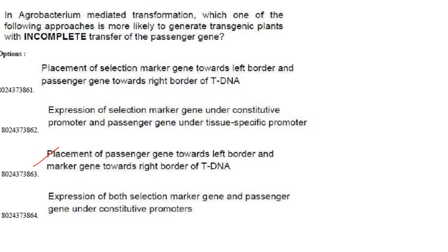Next one. In Agrobacterium mediated transformation, which one of the following approaches is more likely to generate a transgenic plant with incomplete transfer of the passenger gene? Placement of selection marker gene towards left border, no. And passenger gene towards right border, no. Placement of selection marker gene towards the right border and passenger gene towards the left border will give you incomplete transfer. So the answer here is option 3, that is placement of passenger gene towards left border and marker gene towards right border of T-DNA.